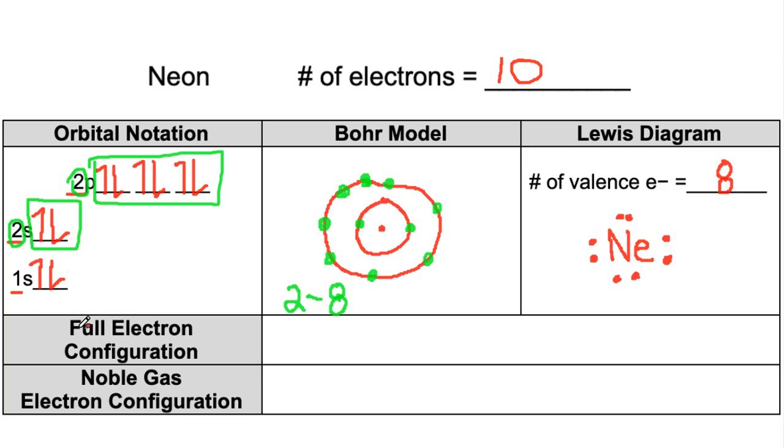Okay, let's now go and draw the full electron configuration for neon. Okay, and we do this by basically reading off the orbital diagram, starting with the 1s.